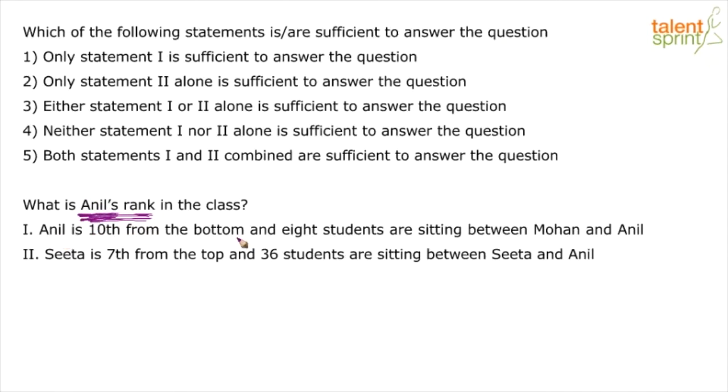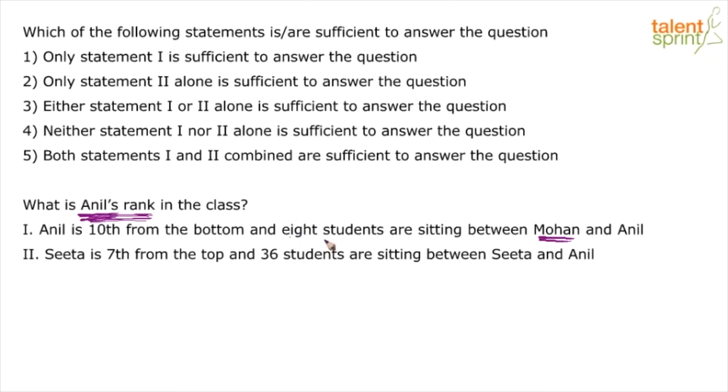So Anil is 10th from bottom and 8 students are sitting between Mohan and Anil. So tell me, is this information enough? No. He's talking about Mohan here, but only as a relationship with Anil. He's saying there are 8 students between Mohan and Anil. So what? Anil's rank is 10 from bottom. If you know Anil's rank from bottom, can you tell me Anil's rank from top? Yes, only if you know the total number of students in the class.